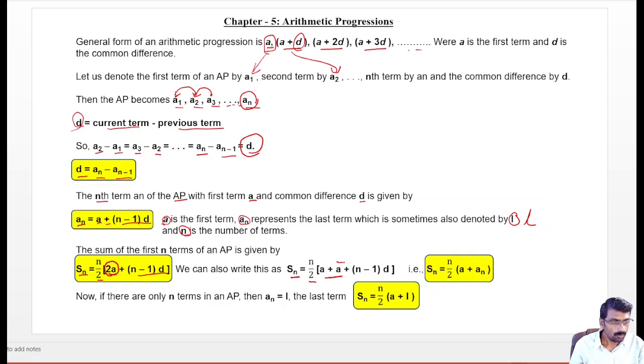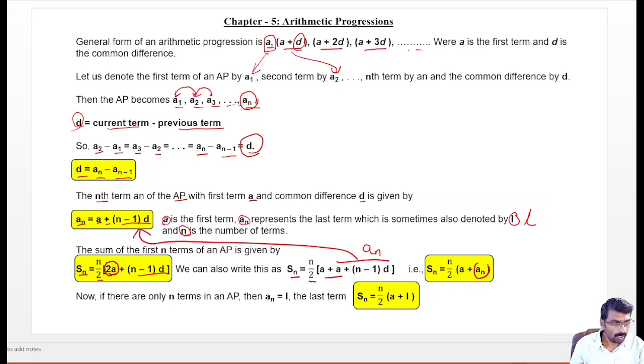If you observe this section here, a plus n minus 1d is nothing but the nth term of AP. So this is the nth term of AP. So we can substitute an in place of a plus n minus 1d. So our formula becomes Sn is equal to n by 2 times a plus an, where n is the number of terms, a is the first term, an would be the last term.